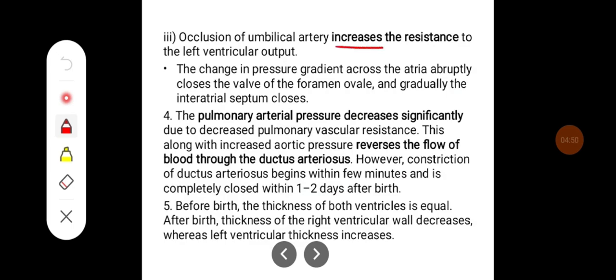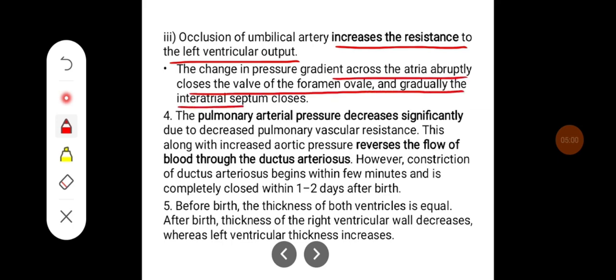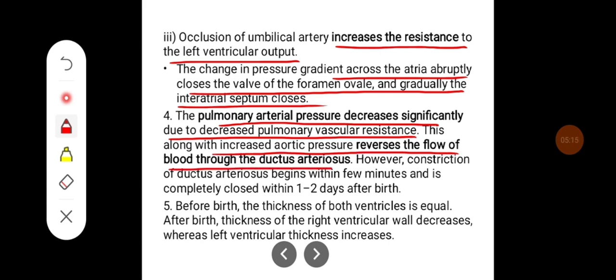Occlusion of umbilical artery increases the resistance to left ventricular output. The change in the pressure gradient across atria abruptly closes the valve of foramen ovale and gradually the interatrial septum closes. The pulmonary arterial pressure decreases significantly due to the decreased pulmonary vascular resistance. This, along with the increased aortic pressure, reverses the flow of blood through the ductus arteriosus. However, constriction of the ductus arteriosus begins within a few minutes and is completely closed within 1 to 2 days after birth.